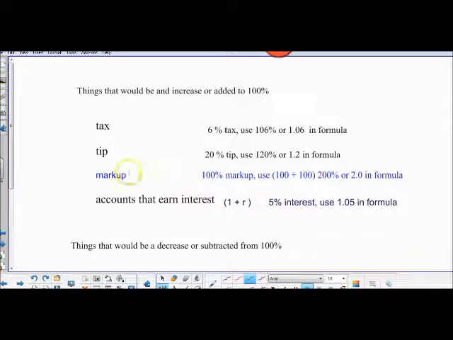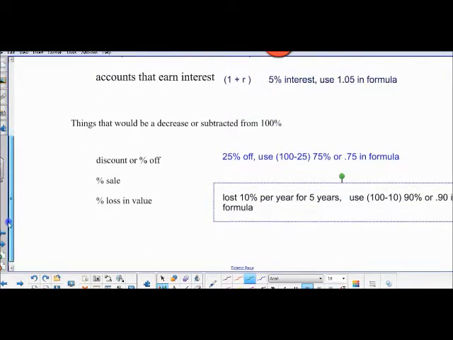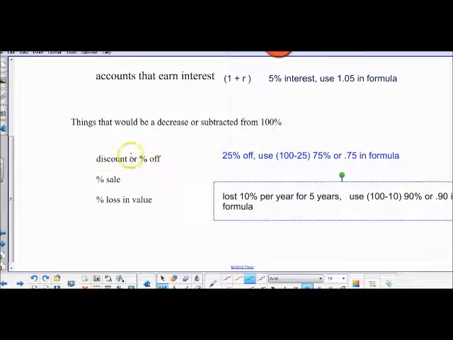Something that would be a subtraction or a decrease from 100%, anything that's a discount or percent off. So something that's 25% off, I would use 100 minus 25 or 75% in my formula, 0.75. Something that lost value. So if something lost 10% per year for 5 years, I would use 100 minus 10 or 90%, 0.9 in my formula. And that would be a compounded loss, 10% per year. So it would be A equals P times 0.9 to the T.